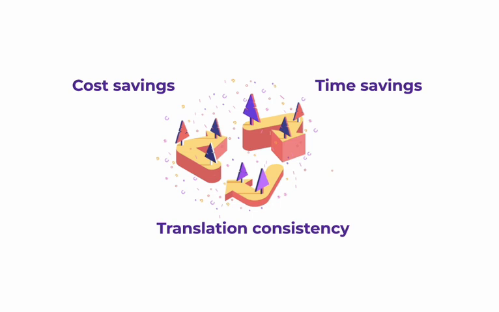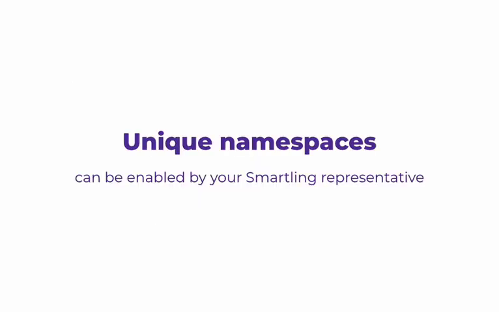Translating each string only once not only saves you translation costs and valuable time, but it also improves the consistency of the translations throughout your website. If, however, you would prefer not to share strings across multiple pages, please reach out to your Smartling representative to discuss the possibility of treating strings on each page as separate from each other by enabling unique namespaces for each page.